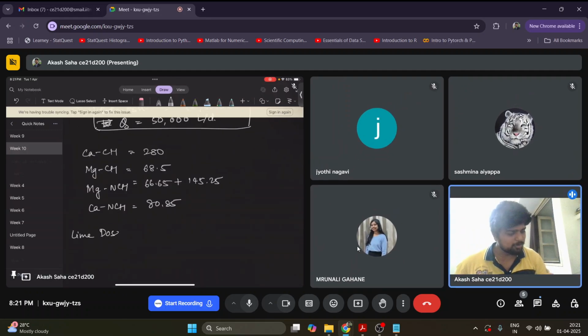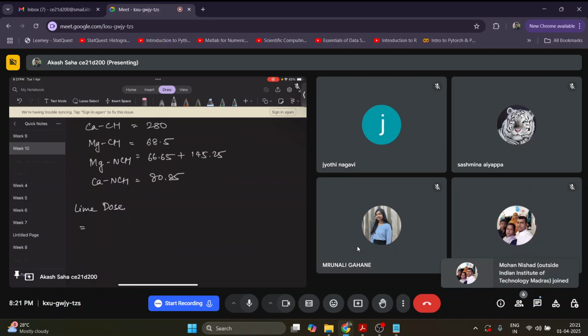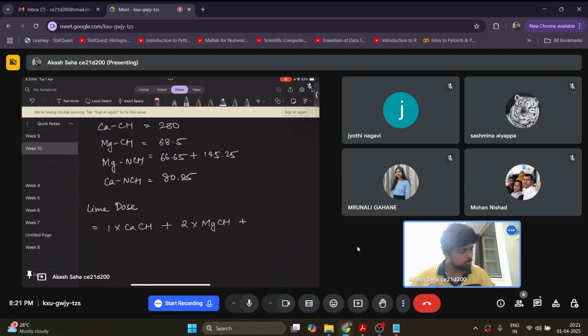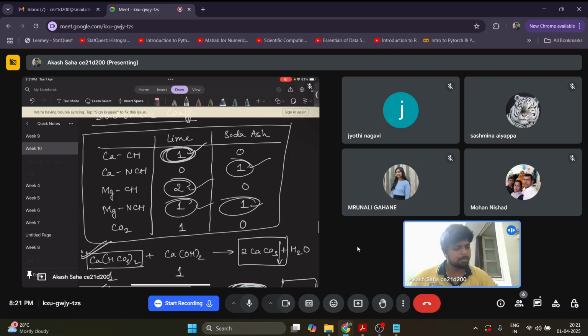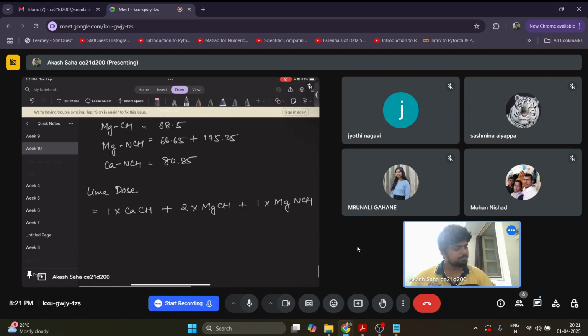First we will calculate the lime dose. For each mole of calcium carbonate hardness we need 1 mole, so 1 into calcium carbonate hardness plus 2 into magnesium carbonate hardness plus 1 mole of magnesium non-carbonate hardness. This is what we know from the table. So we can simply add them.